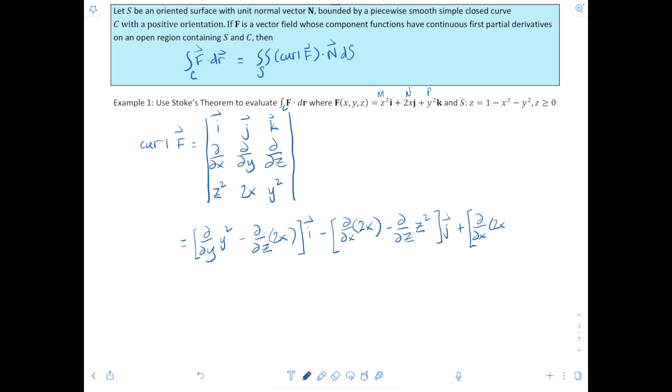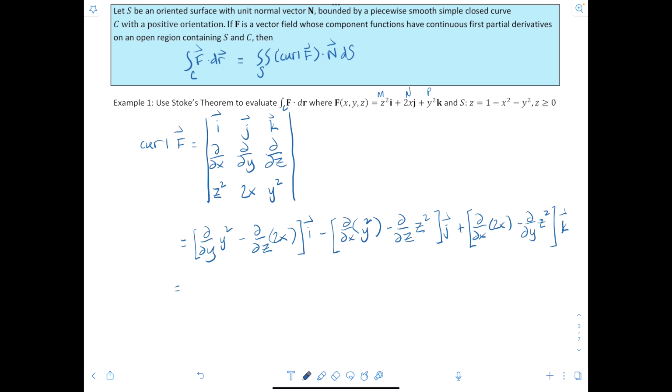There we go. I see an error here. Sorry, my bad. We should have been using this guy and this guy when we were finding that corresponding determinant. So this would be y squared, and then the first partial with respect to x of 2x minus the first partial with respect to y of z squared, and that is times k.